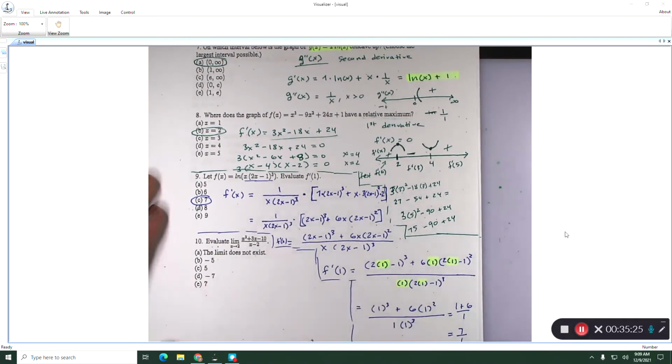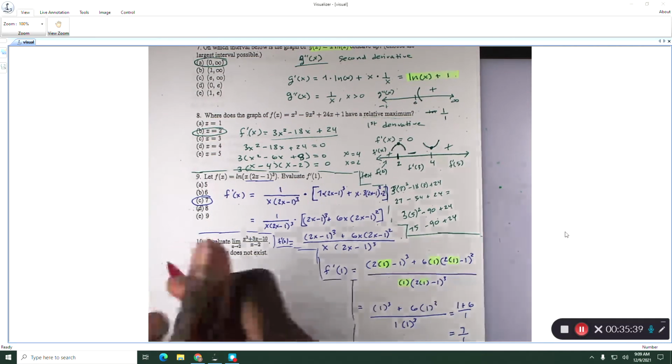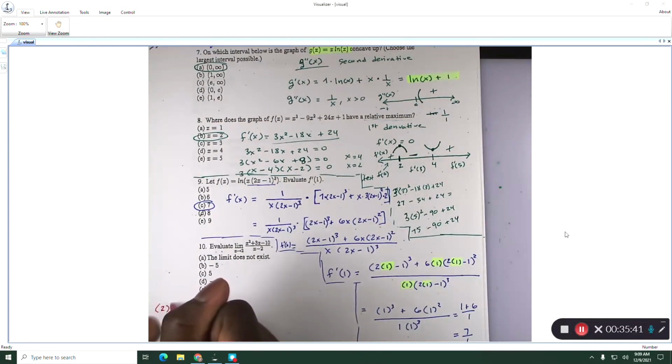So we can do a couple things. The first thing that you should do is direct substitution. You should just plug in. I know that it's not going to work, but I'm still going to do it, just to be sure. You never know.